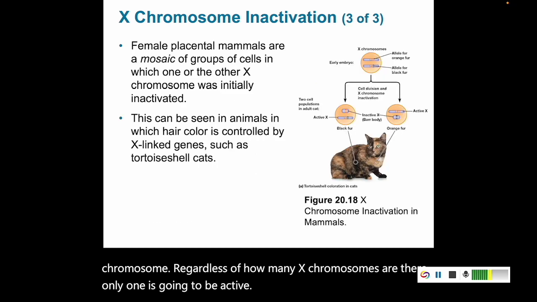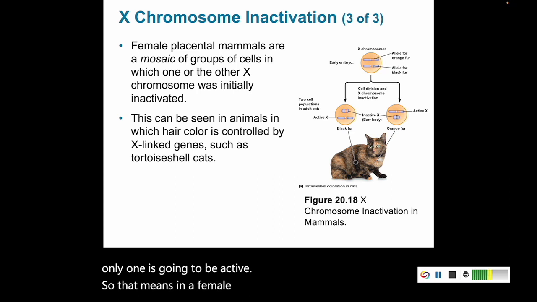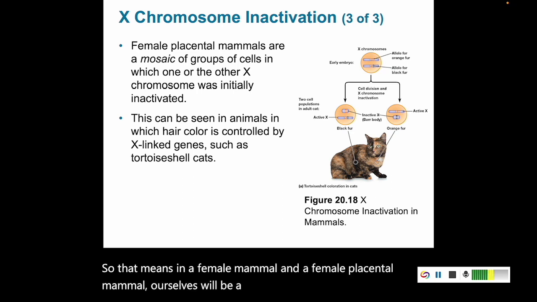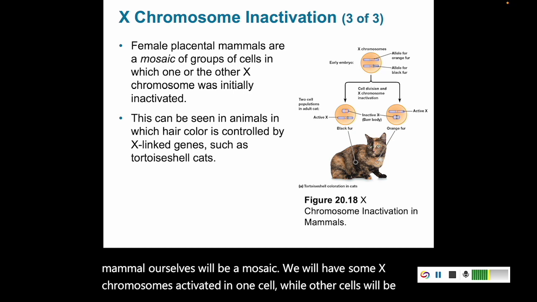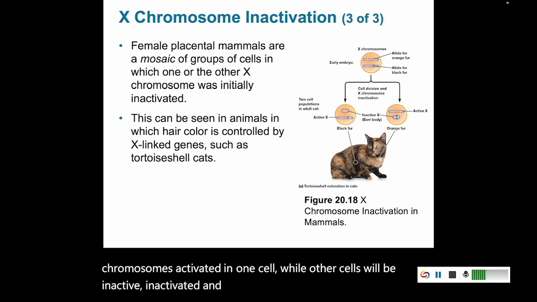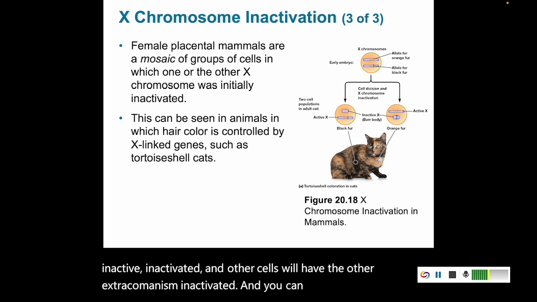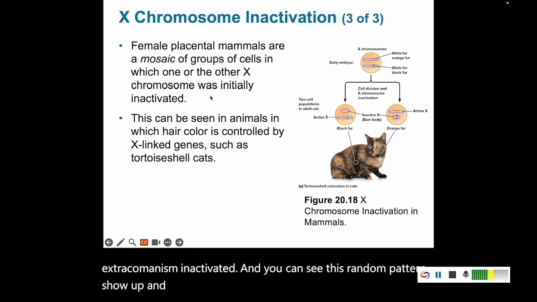So that means in a female placental mammal, our cells will be a mosaic. We will have some cells with one X chromosome inactivated, and other cells will have the other X chromosome inactivated. And you can see this random pattern show up in calico cats, or tortoiseshell cats. That's what this cat is.